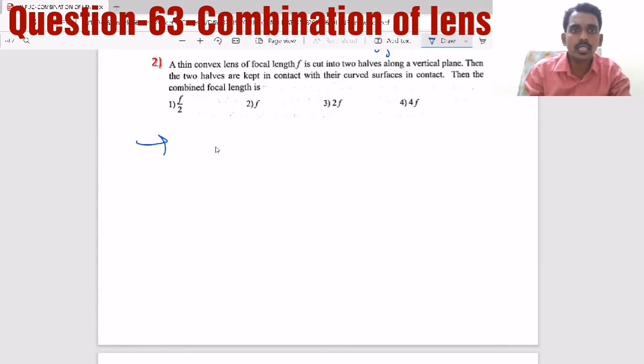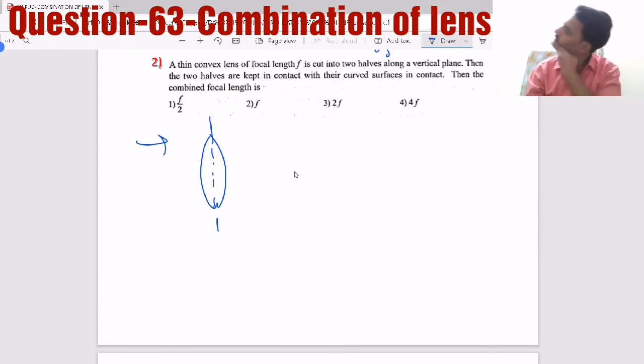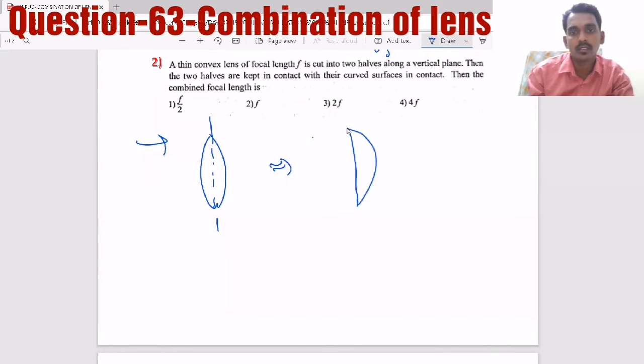Now here is another question. A thin convex lens of focal length f is cut into two halves along a vertical plane. Now they cut it into two like this along the vertical plane. The two halves are kept in contact with their curved surfaces in contact like this. Now what they have done is, they kept them in contact like this. But as we have seen already, when you cut it like this, the focal length will become 2f.